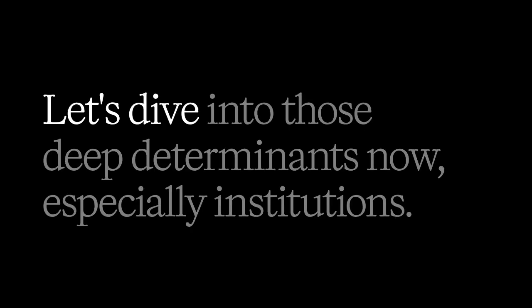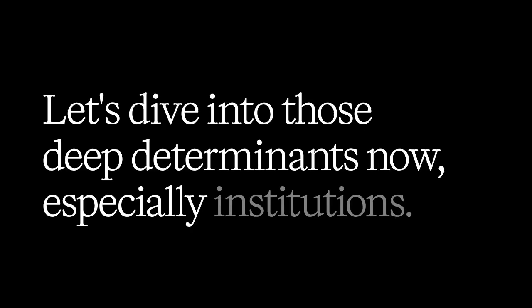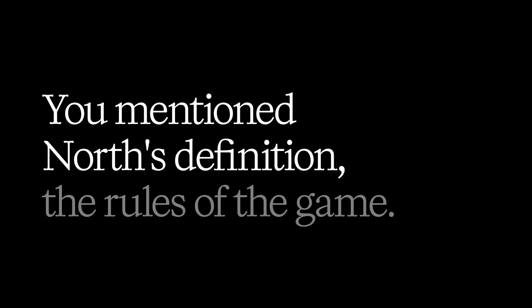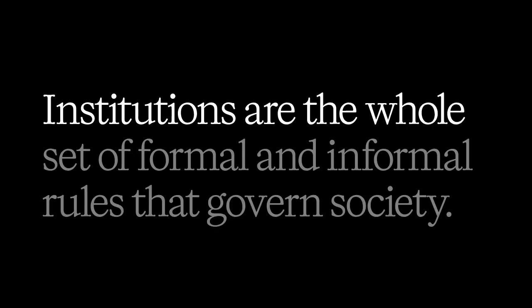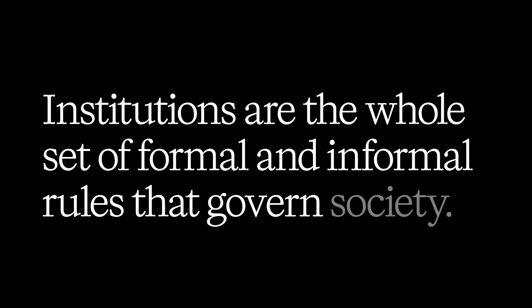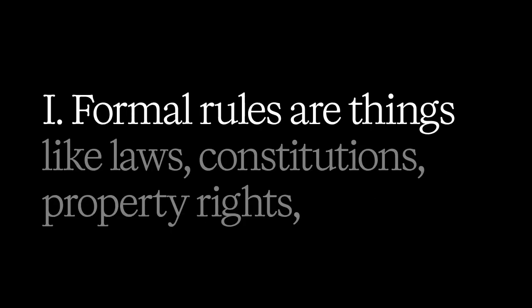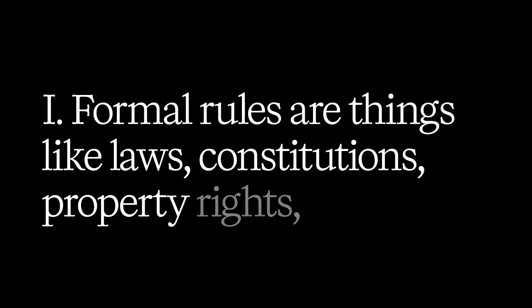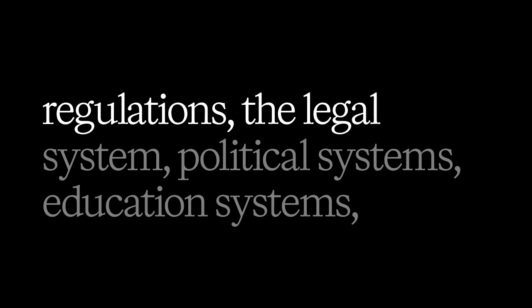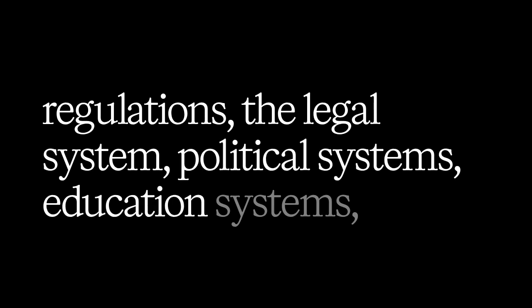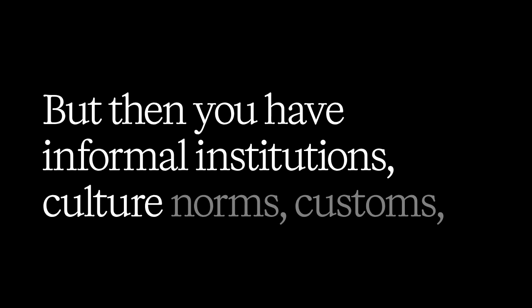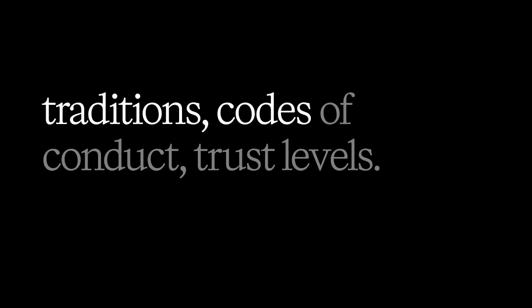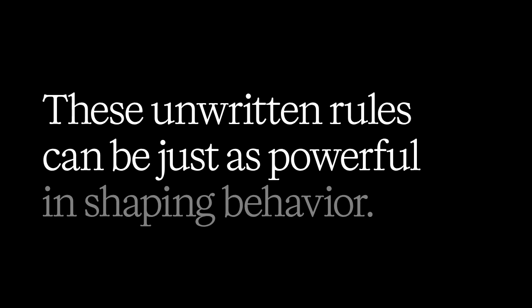Okay, let's dive into those deep determinants now, especially institutions. You mentioned North's definition, the rules of the game. Can you expand on that? Sure. Institutions are the whole set of formal and informal rules that govern society. Formal rules are things like laws, constitutions, property rights, regulations, the legal system, political systems, education systems. Mostly, yeah. But then you have informal institutions, culture, norms, customs, traditions, codes of conduct, trust levels. These unwritten rules can be just as powerful in shaping behavior.